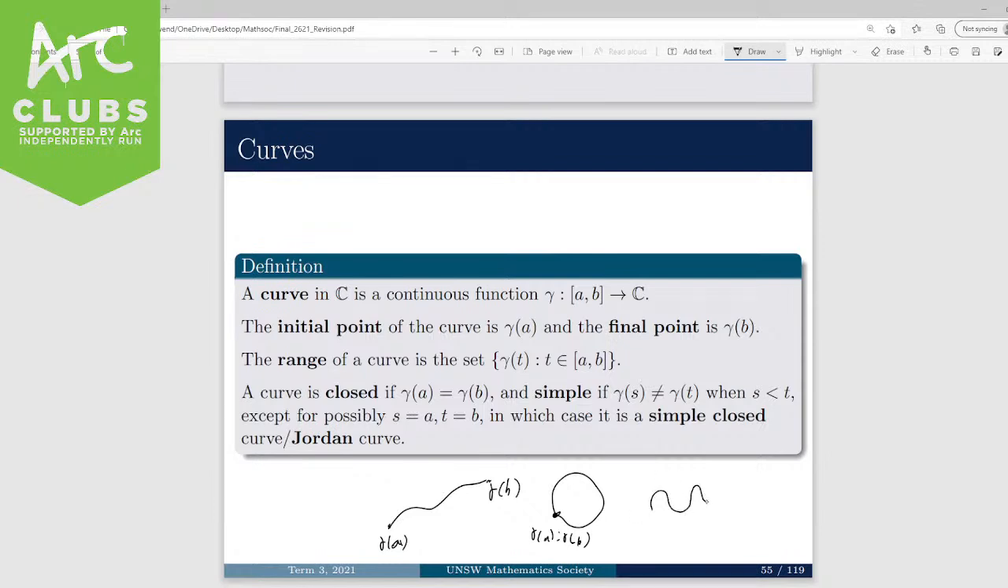So here's a curve, everything's really chill, then suddenly it crosses itself, no longer simple. But you are allowed to, like the second one in the middle here, that's still simple. It's allowed to cross itself right at the initial and final point. But if it's simple and it manages to be closed, you can call it a nice little Jordan curve, so you don't have to write two words.